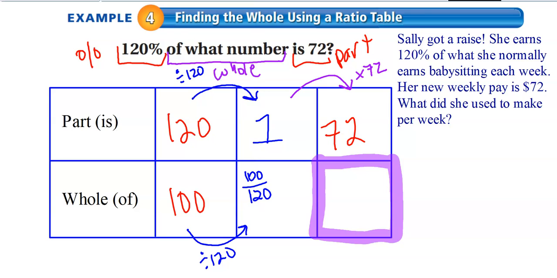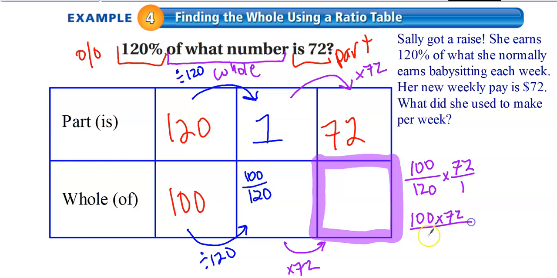Don't want to turn it into a repeating decimal. And then I go back and I look at the next part of the pattern. The next part of the pattern is to multiply by 72. So here I go, 100 over 120 times 72 over 1. That is equal to 100 times 72 over 120 times 1, which is 7,200 divided by 120. When I do that math, I get 60 as my answer. So Sally, sorry, was making $60 the week before.